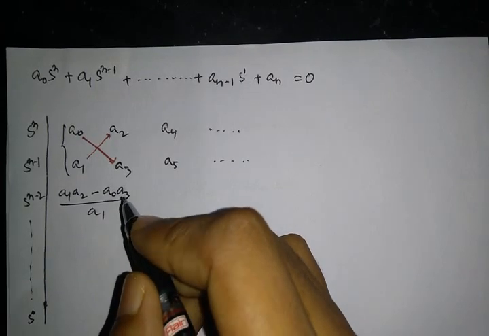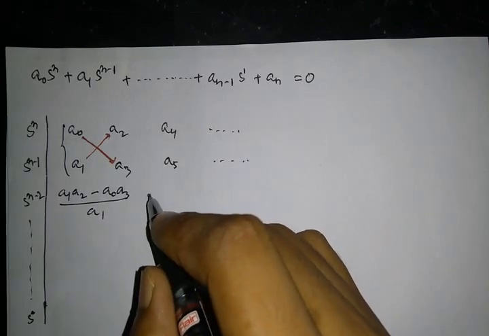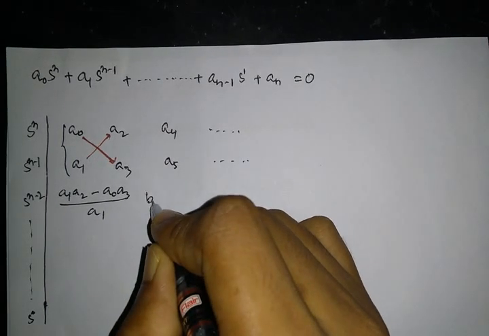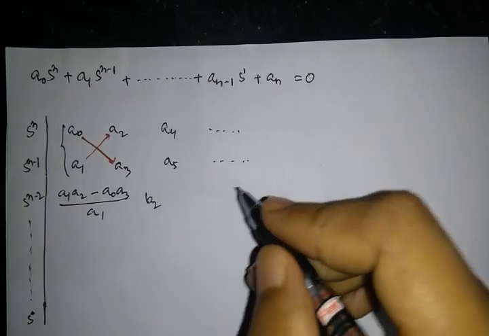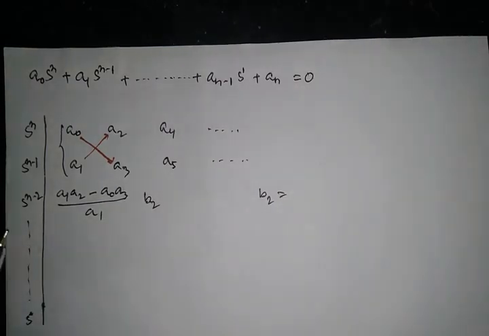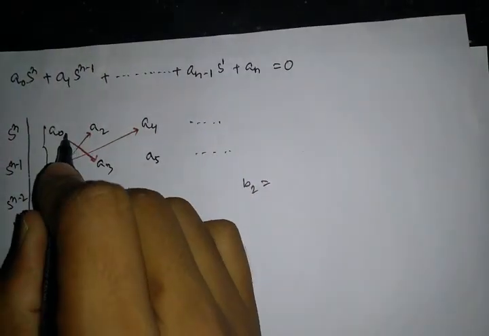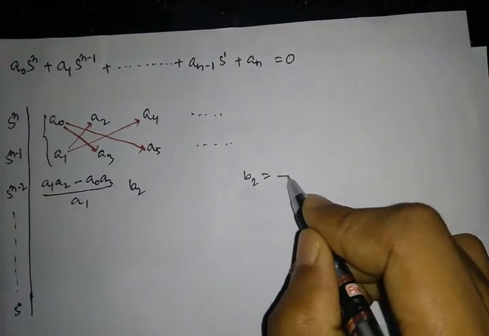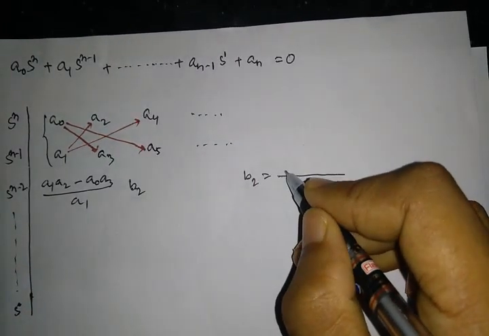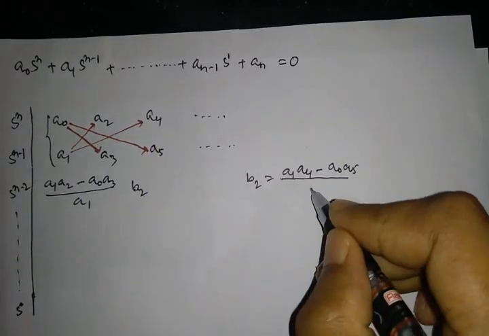Let us look at the second element of this. Since the space is not there, let me put it as b2 and write b2 separately here. Then b2 will be equal to a1 into a4 minus a0 into a5 divided by a1. So b2 will be equal to a1 a4 minus a0 a5 divided by a1.